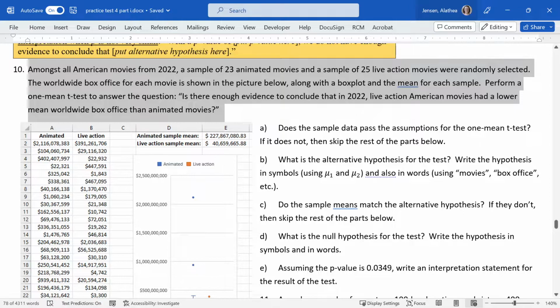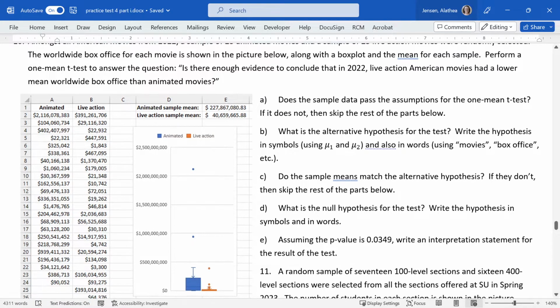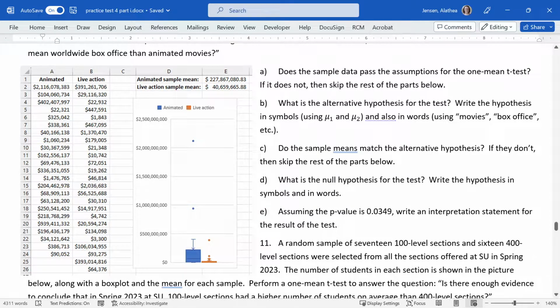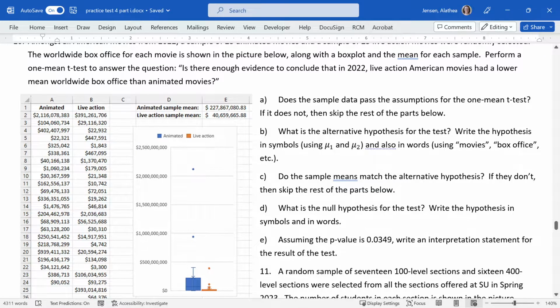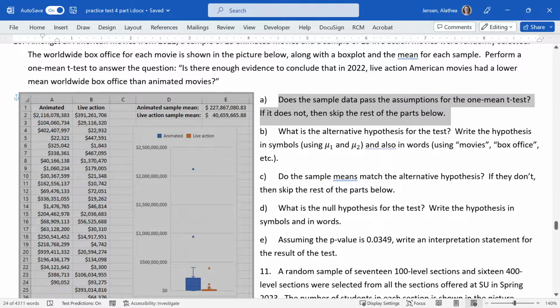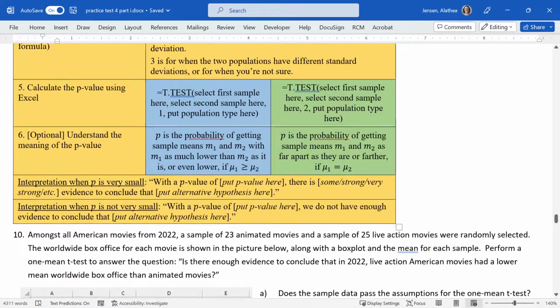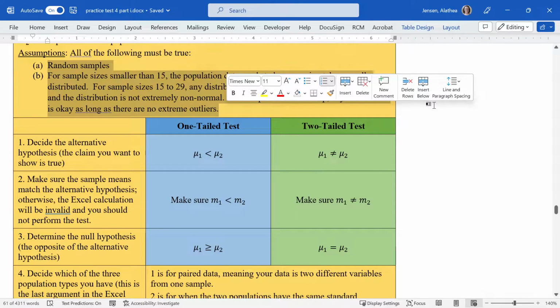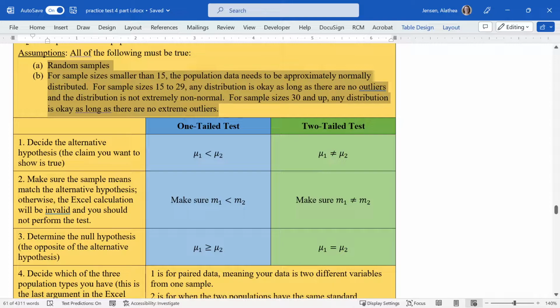Okay, so this is real data that I really got from the internet, and I really got the right p-value down here and stuff, so it's not a made-up question like the cattails and the ducks and stuff. All right, so first, does the sample data pass the assumptions for the one mean t-test? And if it does not, you skip the rest of the parts. The two assumptions you have to check are random, and then this same exact thing as for the z-test about the sample sizes and the distribution.